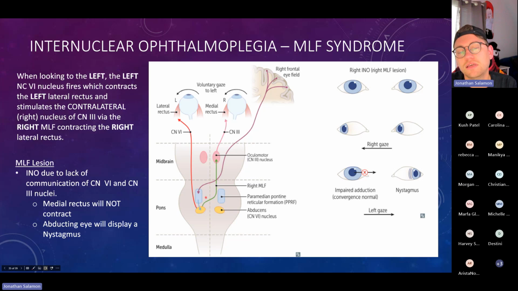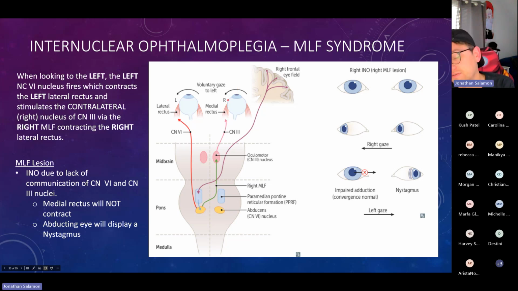So what happens is you stimulate the PPRF, your right brain tells your left PPRF that you want to look to the left, and the abducens nucleus sends the signal to your left eye, and your lateral rectus contracts, and your left eye goes left. But the oculomotor, the cranial nerve 3 nucleus, never gets the memo. So it doesn't adduct. So it stays looking straight ahead.